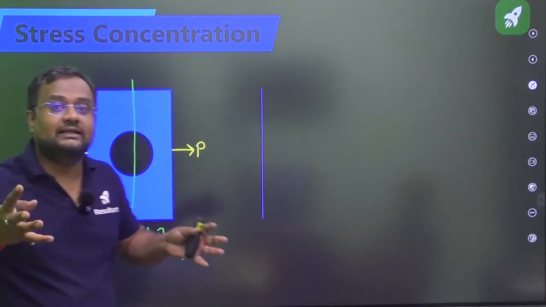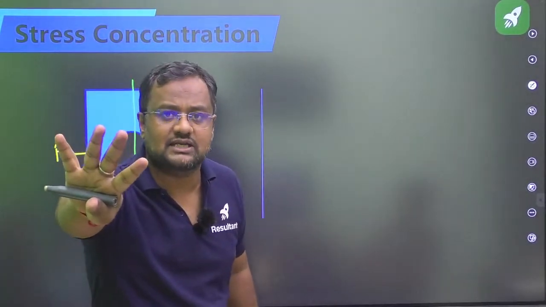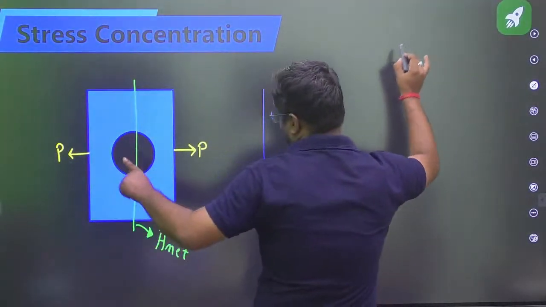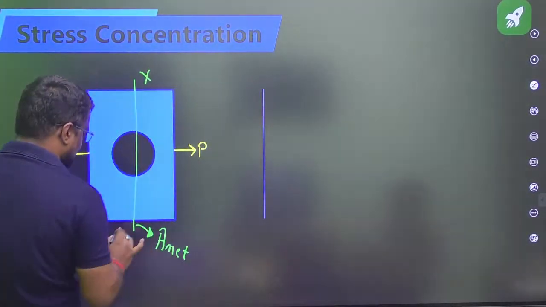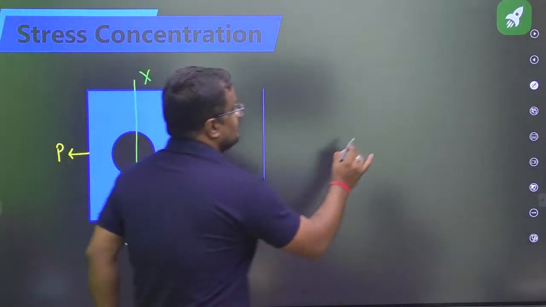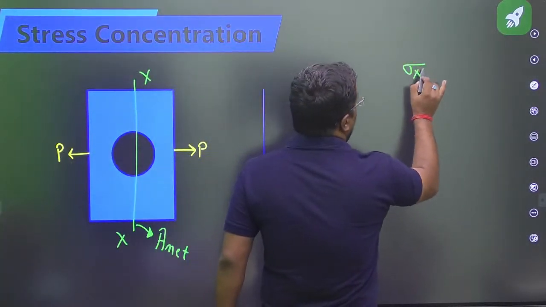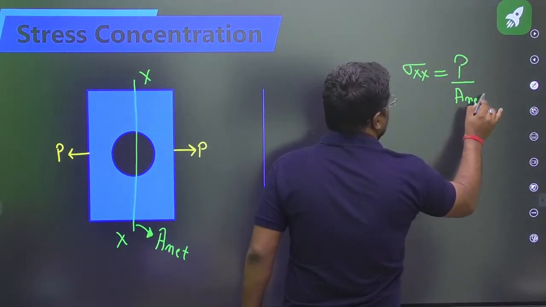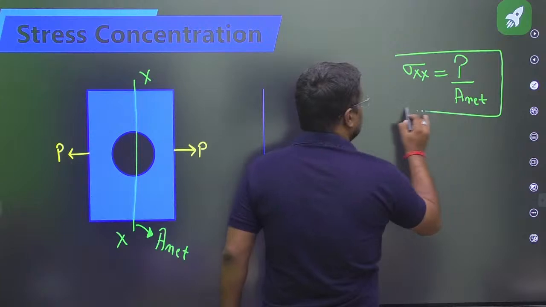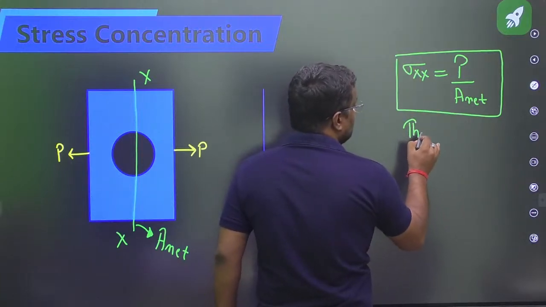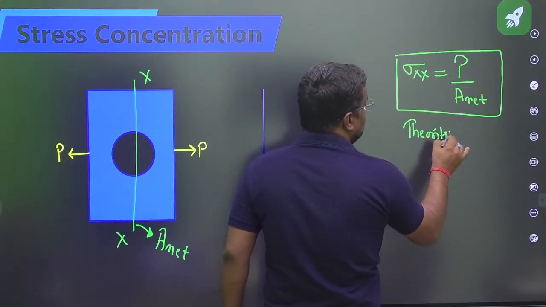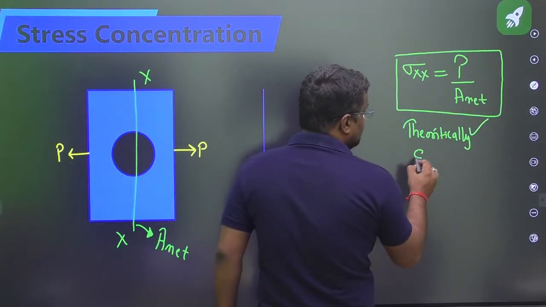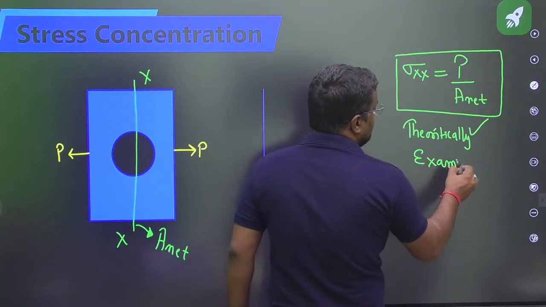Now what will we write? You have to write the same thing in the exam as well. The stress at this section, let this section be named XX, is given by the internal force divided by the net area. This you have to do in the examination. Theoretically we do it, and theoretically it is correct. This is what we have to do in the exam.